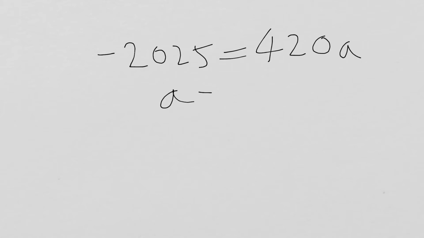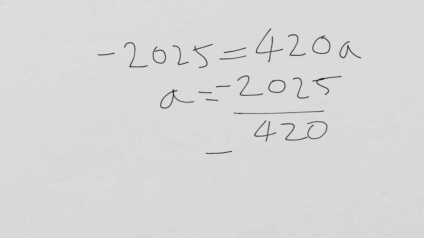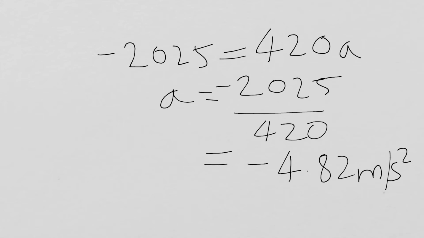So a equals minus 2025, that is minus because it is deceleration, upon 420. So this will come to minus 4.82 meters per second square. So this is the acceleration. Okay, so now we got the value of acceleration.